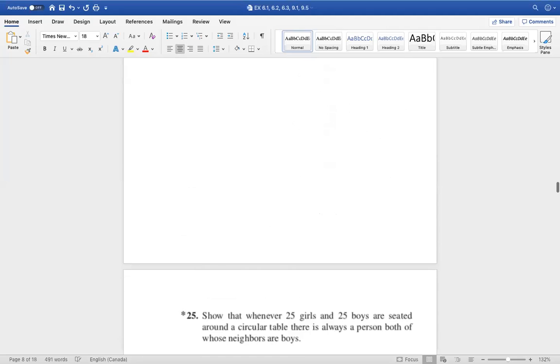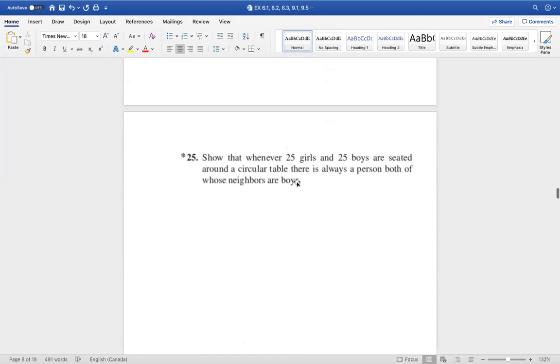Let's move on to question number 25. So we have to show that whenever 25 girls and 25 boys are seated around a circular table, there's always a person, both of whose neighbors are boys.